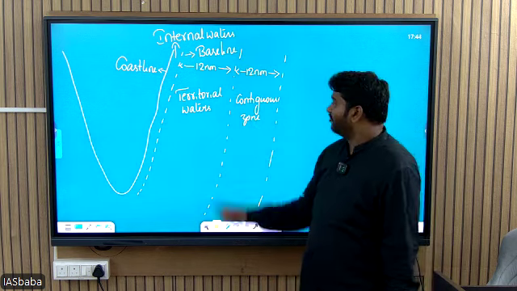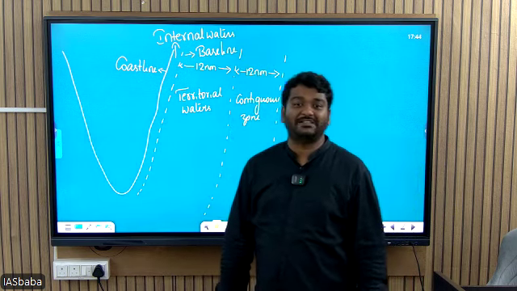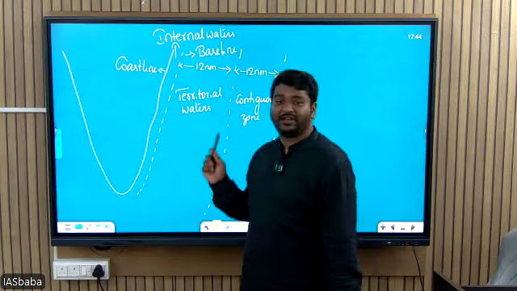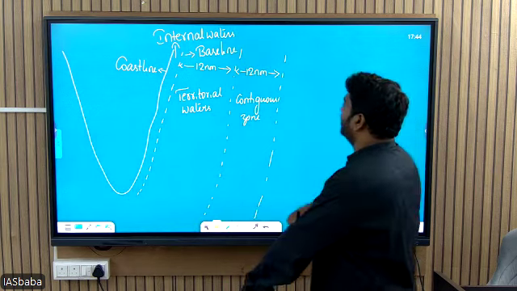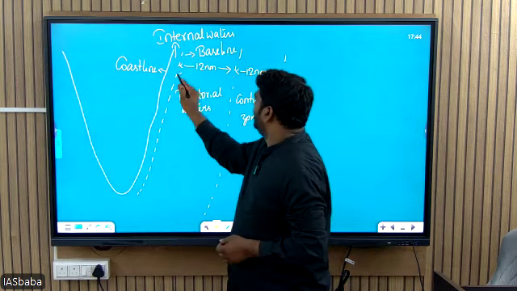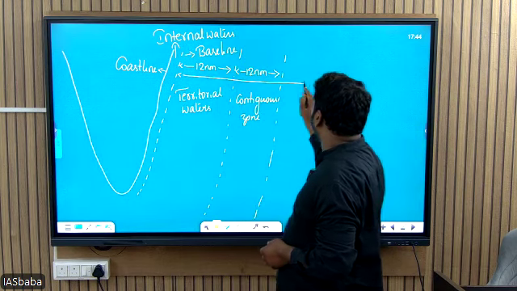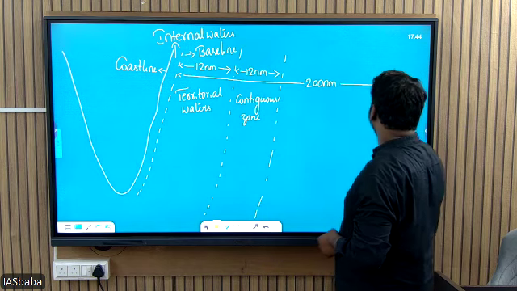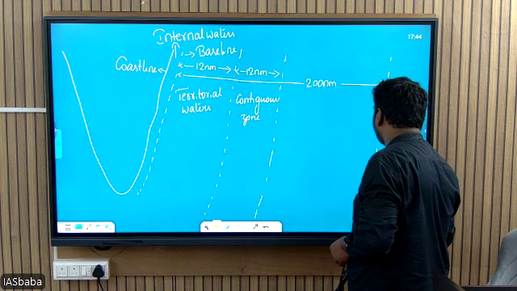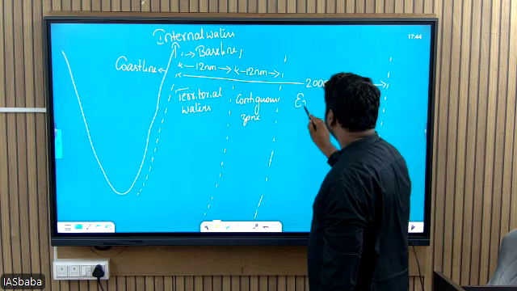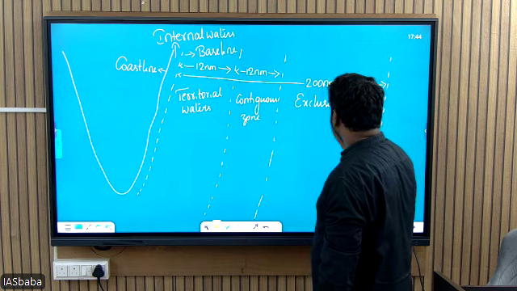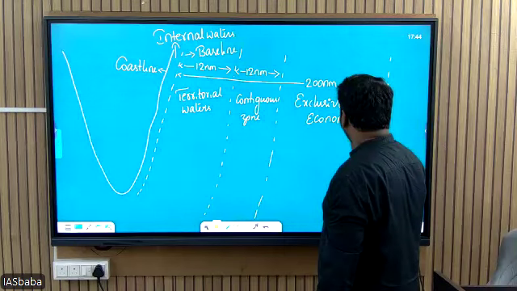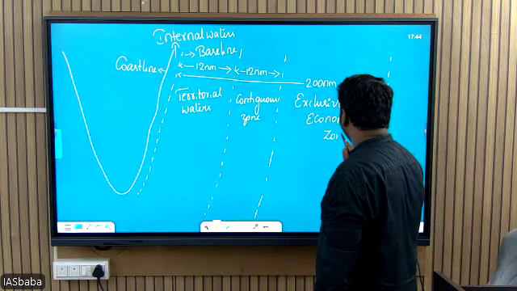Prelims asked a question. Within territorial waters, is innocent passage permissible? Yes. How much is territorial waters? 12 nautical miles. Fine. And then you see, from here almost till 200 nautical miles, we will normally have the exclusive economic zone.